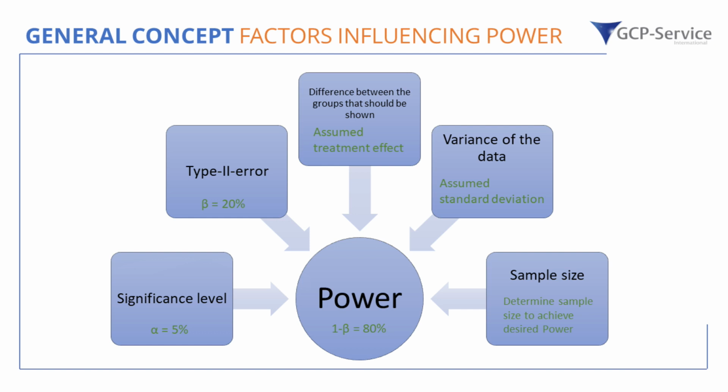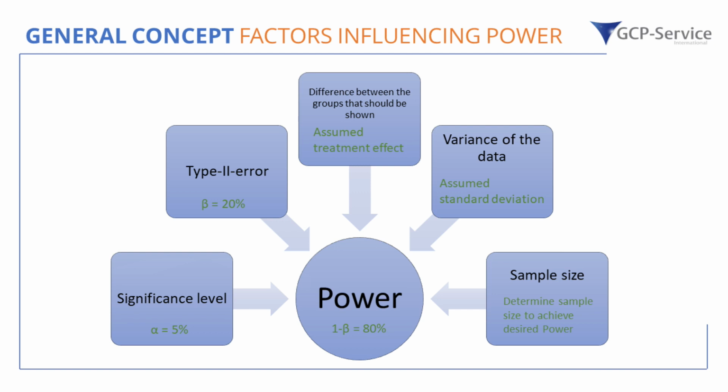So to sum up the factors, we see that the significance level has an impact on the power, but there's a common threshold. In most cases, the significance level is 5%. Sometimes it's also 2.5%, but in most cases, it's 5%. So this is set, and the type 2 error is also in most cases set. It should be at least 20%. Sometimes it's also 10%, but it is also a fixed number. With the type 2 error fixed, we also have the power fixed, because this is 1 minus the type 2 error.